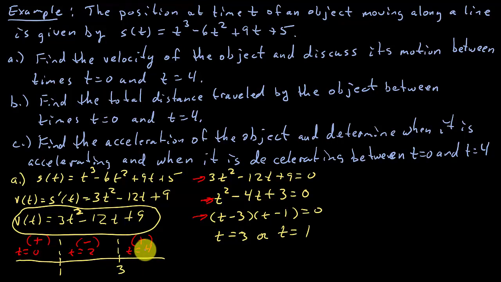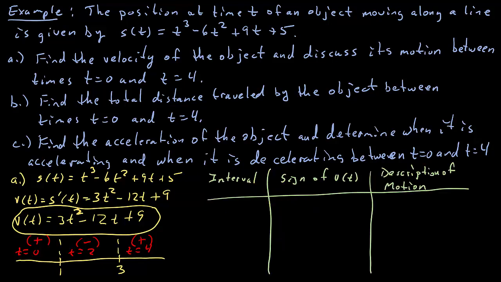So what does this tell me? I'm going to erase this so we'll have some room here. So the first thing I want to do is look at each interval. I need the sign of the velocity, and then I can describe the motion. So in this interval, if t is between 0 and 1, that is positive.